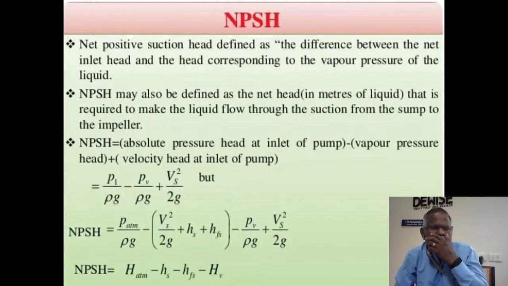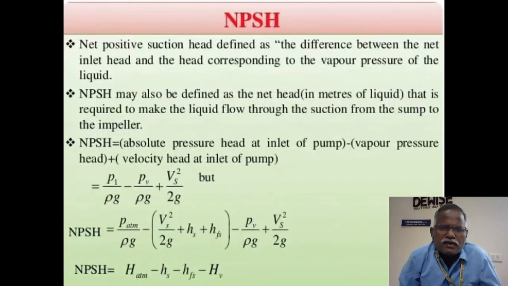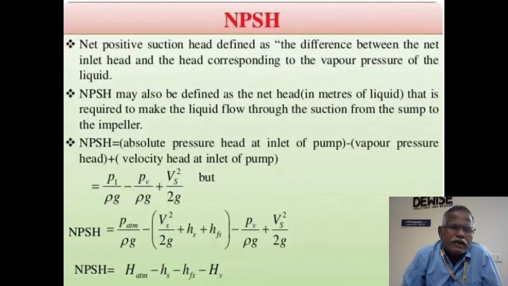NPSH is also very important: net positive suction head. It's defined as the difference between the net inlet head and the head corresponding to the vapor pressure of the liquid. NPSH may be defined as the net head in meters that is required to make a liquid flow through the section from the pump sump to the impeller. NPSH is the absolute pressure head at the inlet of the pump minus vapor pressure head plus velocity head at the inlet of the pump. The formula: P1 divided by rho g minus Pv divided by rho g plus V square by 2g.